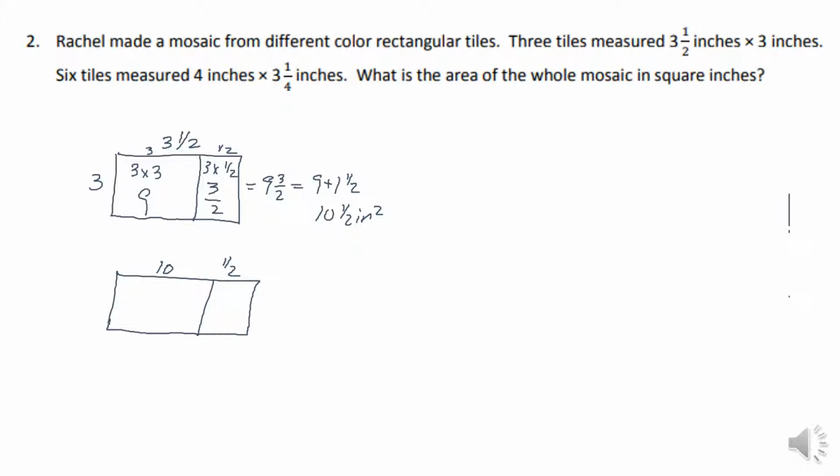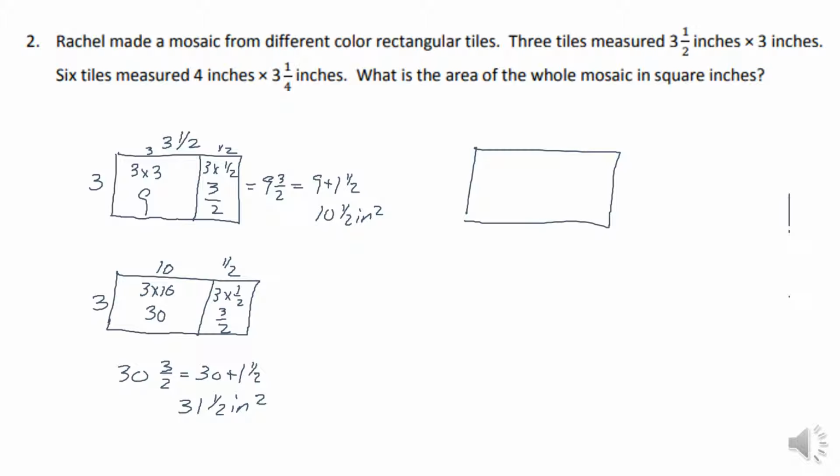So I'm going to go ahead and do 10.5, and we're multiplying this by 3 tiles, which is going to give us 3 times 10 for 30, and 3 times 1/2, which gives us 3/2. So now we got 30 plus 3/2, which equals 30 plus 1 1/2, gives us a total of 31 1/2 inches squared for this one. Now the second one right here is 4 by 3.5.